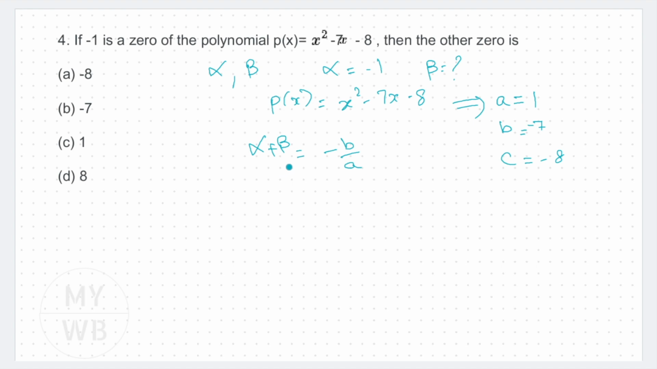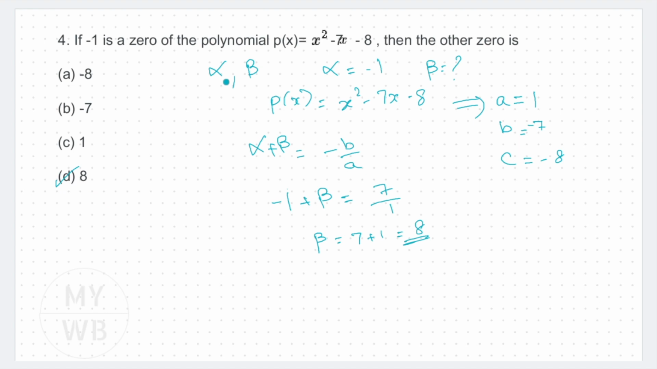So alpha plus beta is minus b by a. Alpha we know is given as minus 1, plus beta is equal to minus b, which is minus of minus 7, which is 7, divided by a, which is 1. So you have beta as 7 plus 1, which is 8. So beta is 8, which is the other 0.